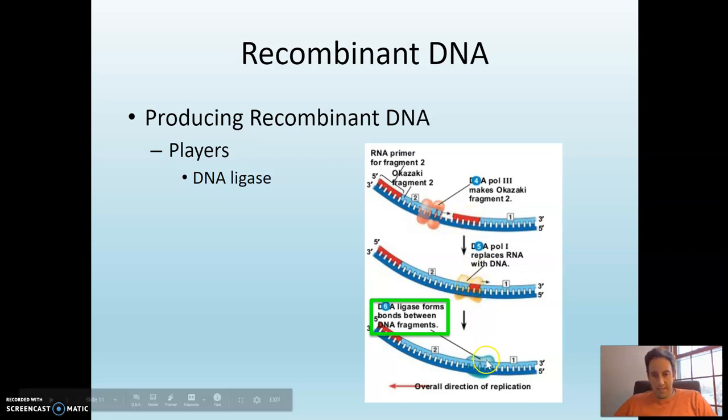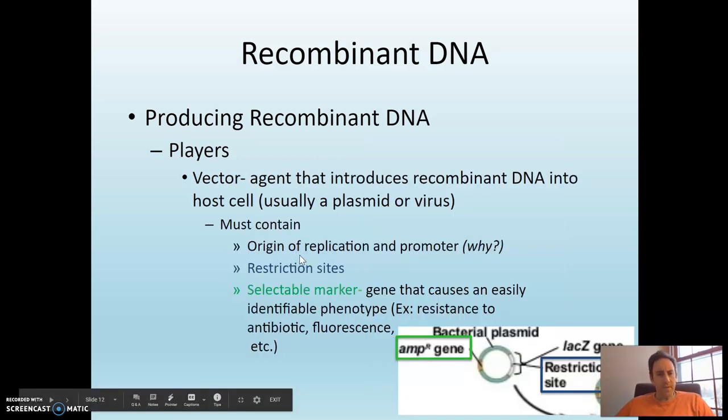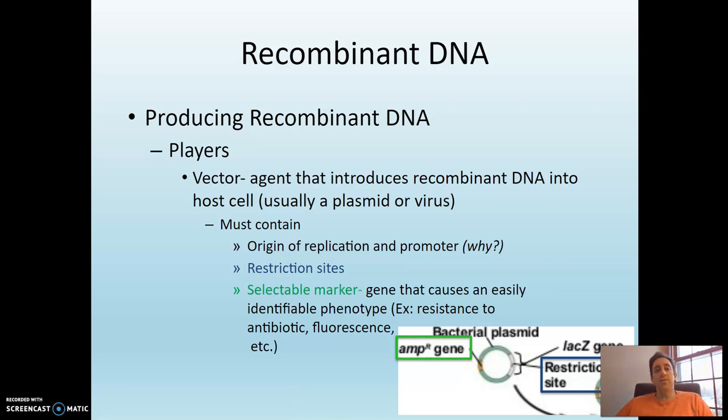But then when it gets to the very end, that last little place, there's a little gap there that it can't quite fix. And that's where DNA ligase came in. DNA ligase connected the sugar phosphate backbone here with a covalent bond and sealed that little gap and joined the Okazaki fragments together. So we're going to use DNA ligase in this as well. Our next player is a vector, and a vector is simply an agent that introduces recombinant DNA into a host cell.